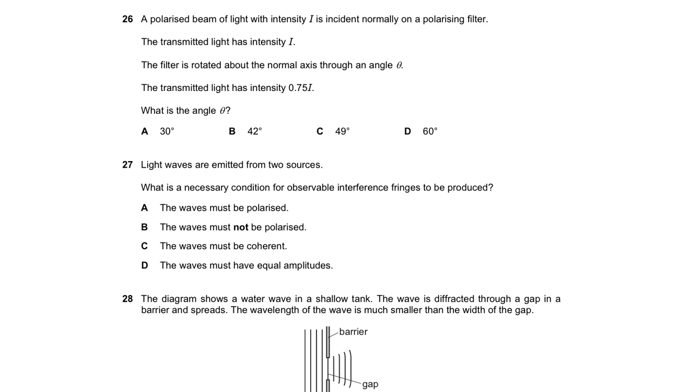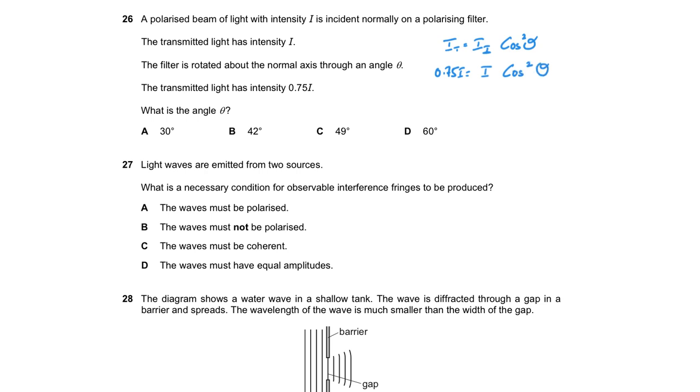What is the angle? The formula for the transmitted intensity is, let's call this IT, equal to II. Let's call these transmitted and incident. IT is equal to II cos squared theta. Now in our case, the transmitted intensity is 0.75 I. The incident intensity is I, and that is equal to cos squared theta.